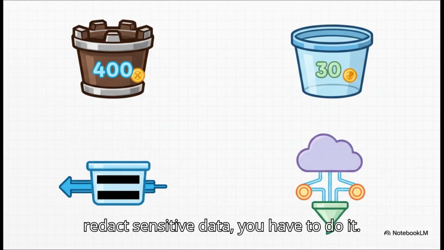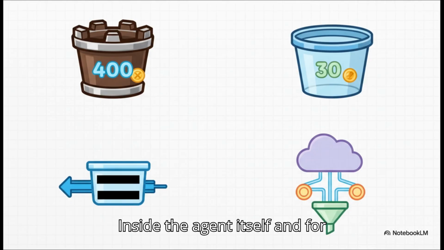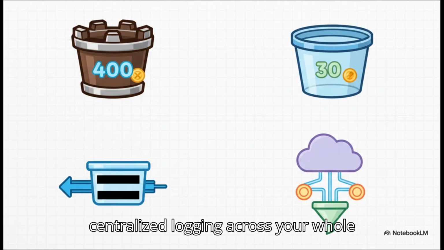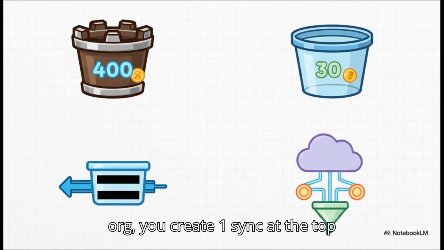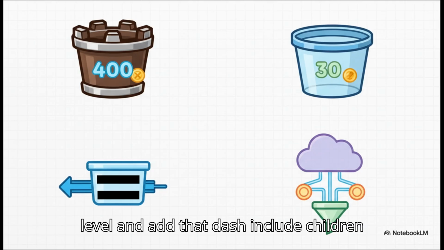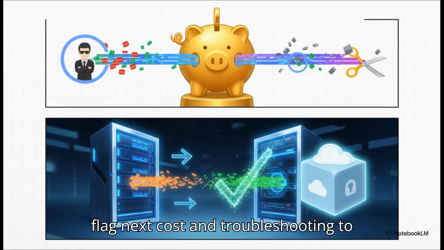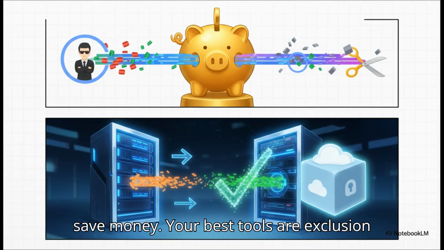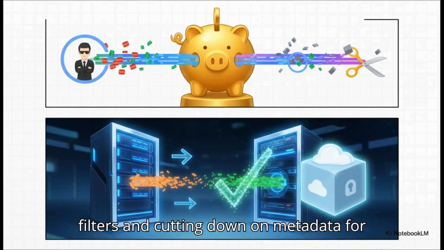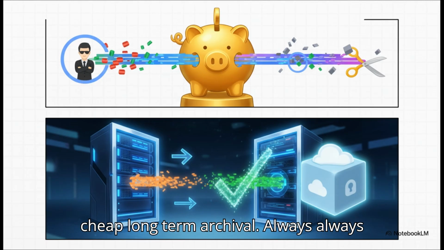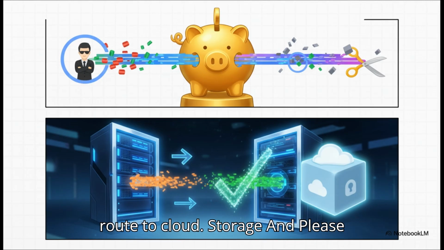If you need to redact sensitive data, you have to do it inside the agent itself. And for centralized logging across your whole org, you create one sink at the top level and add that include-children flag. Next, cost and troubleshooting. To save money, your best tools are exclusion filters and cutting down on metadata. For cheap, long-term archival, always route to cloud storage.